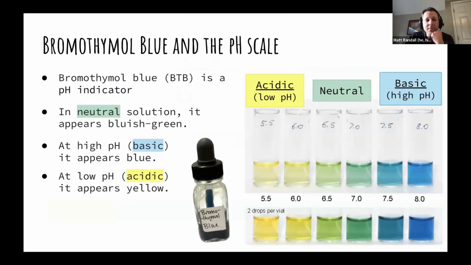Okay, and then also just a quick overview of bromothymol blue. This works really well for this experiment. If the end product is acidic, it'll be yellow. If it's basic or alkaline, it'll be blue. And if it's neutral, it'll be green. So we can tell if there's leftover acetic acid or baking soda, or if there were no leftovers of either.